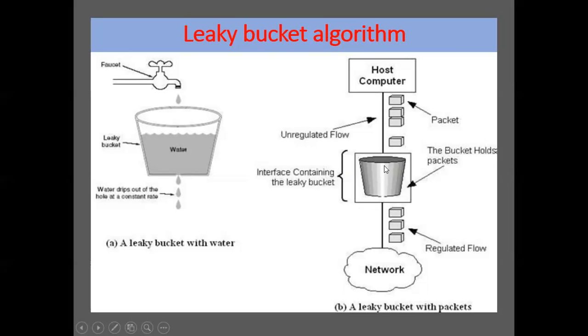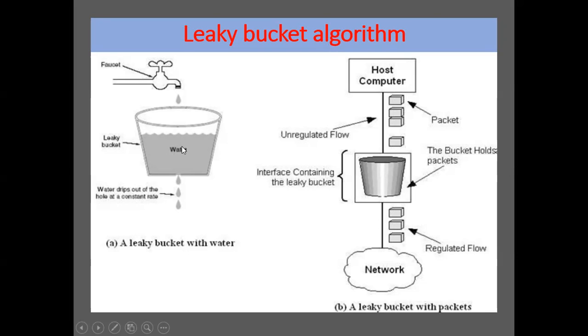So here, consider the scenario for the leaky bucket algorithm. First, we are considering a leaky bucket with water. Whatever the input flow, whether it's slow or fast, first it's going to fill the bucket. A small hole will be there, so the water drips out of the hole at a constant rate. Whatever the input flow, the output rate is constant until the bucket is empty.